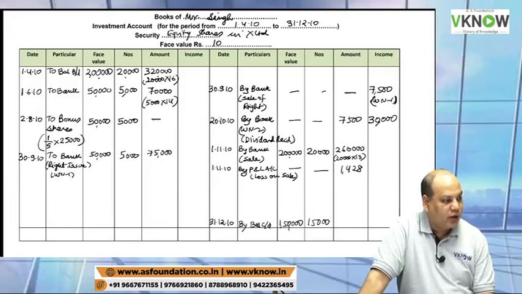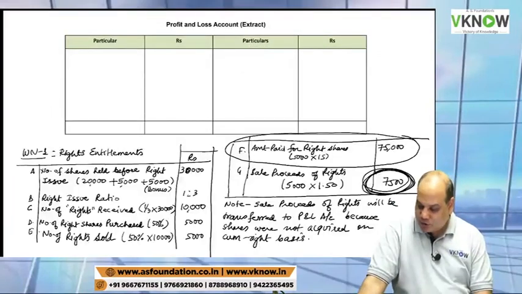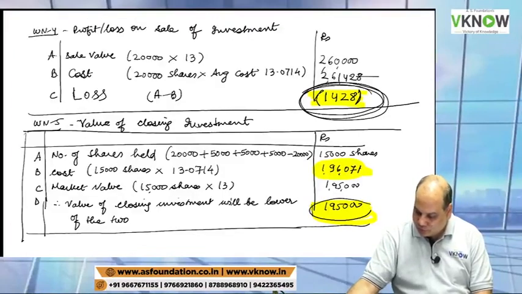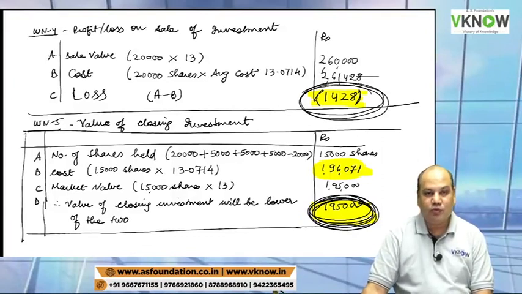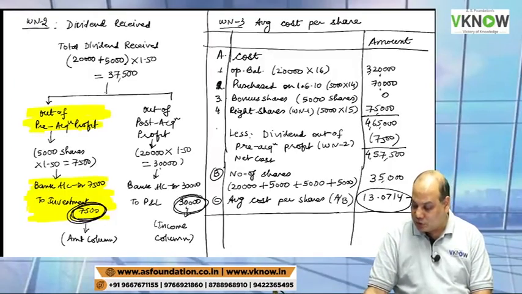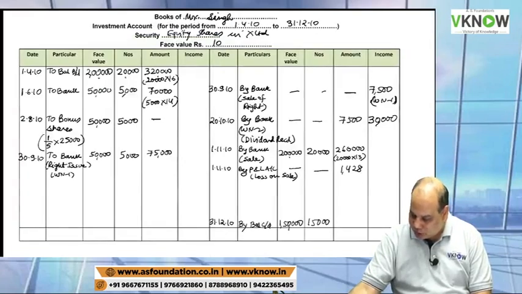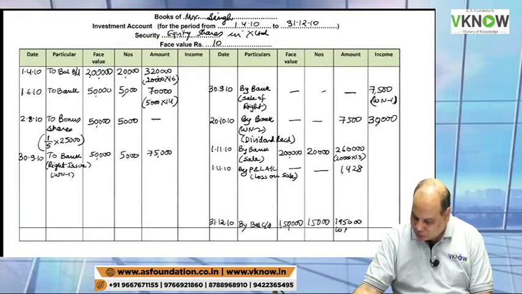So let us go to the last working note and check what is the valuation. 1,95,000, the lower of the two. Quickly write down here 1,95,000, working note 5.